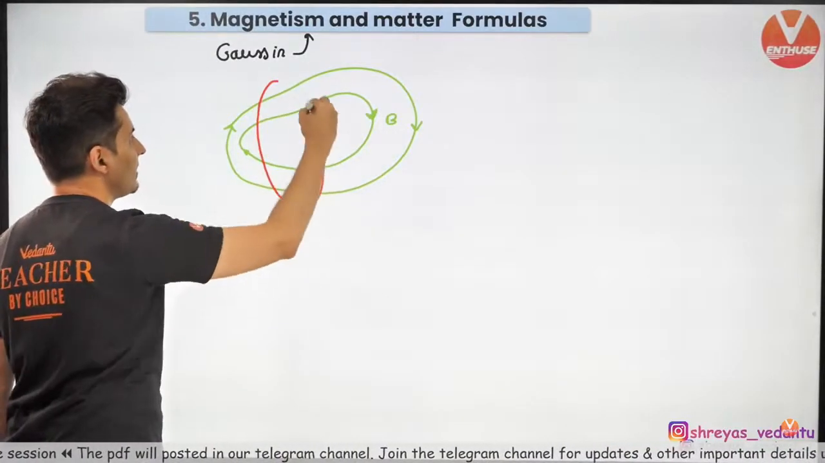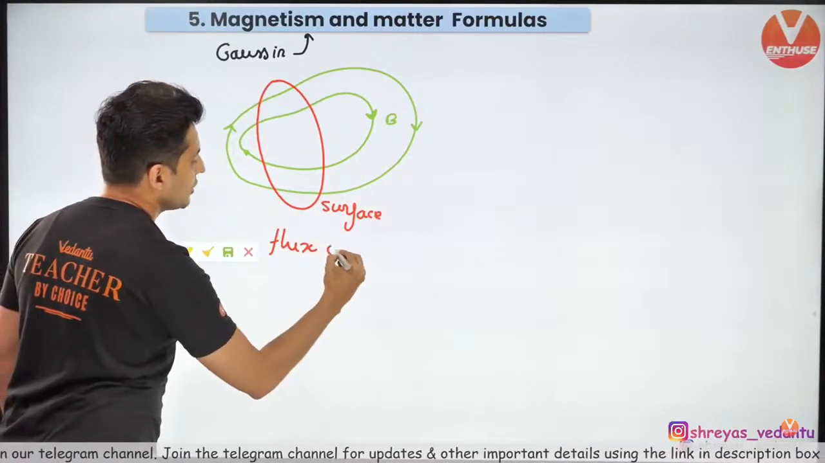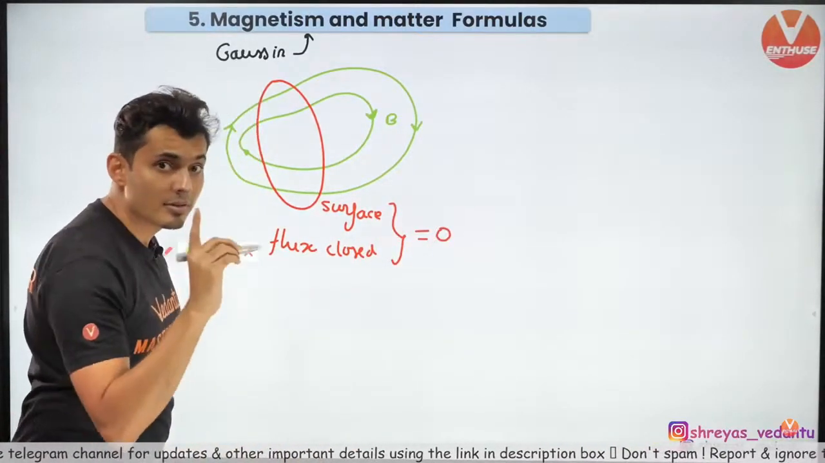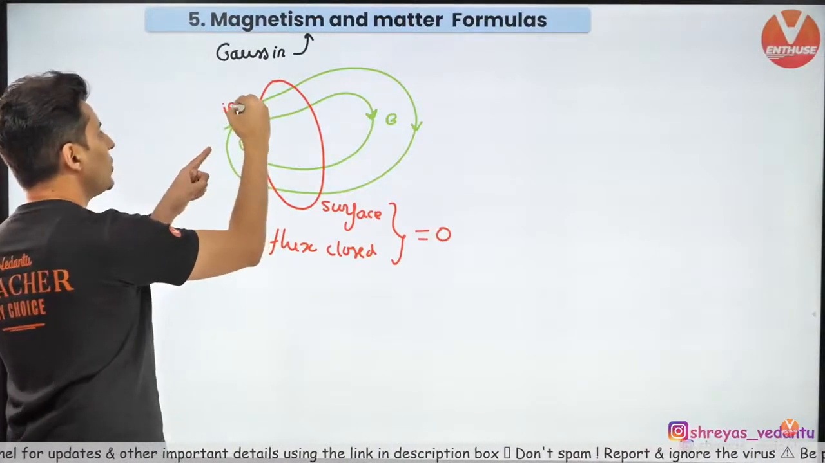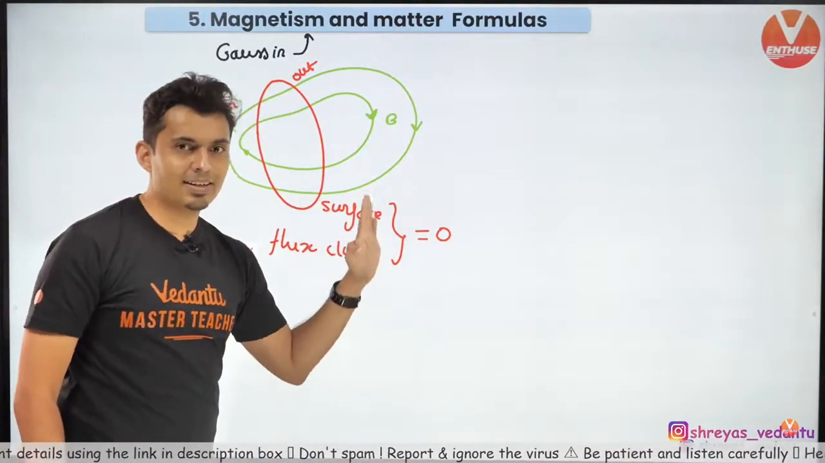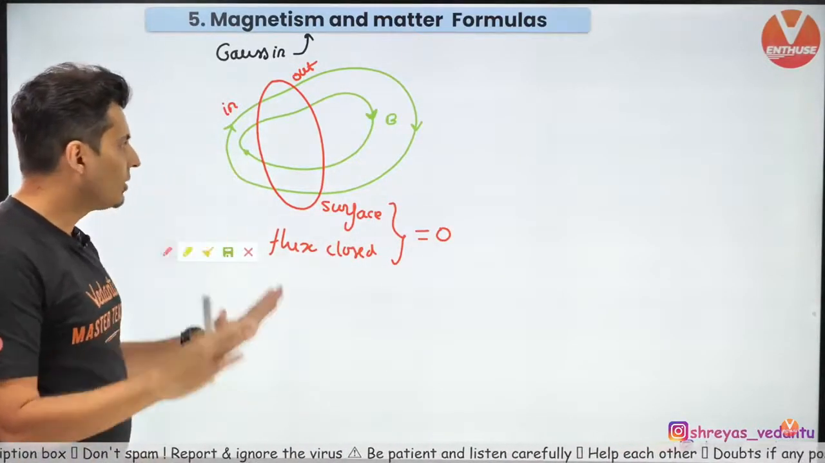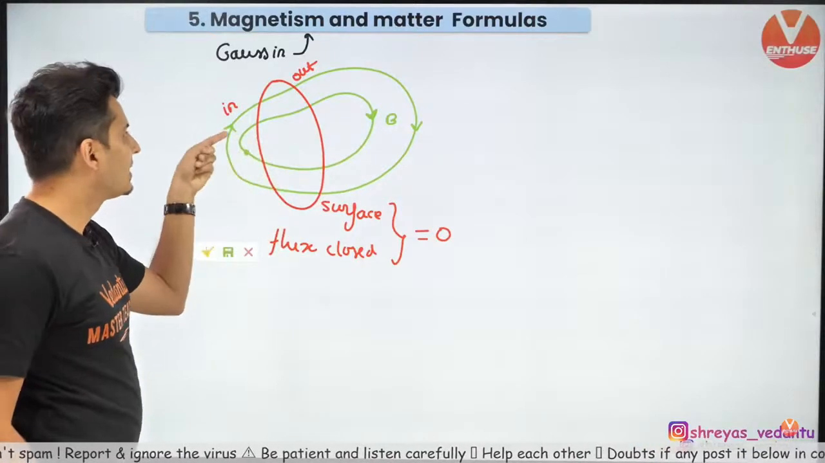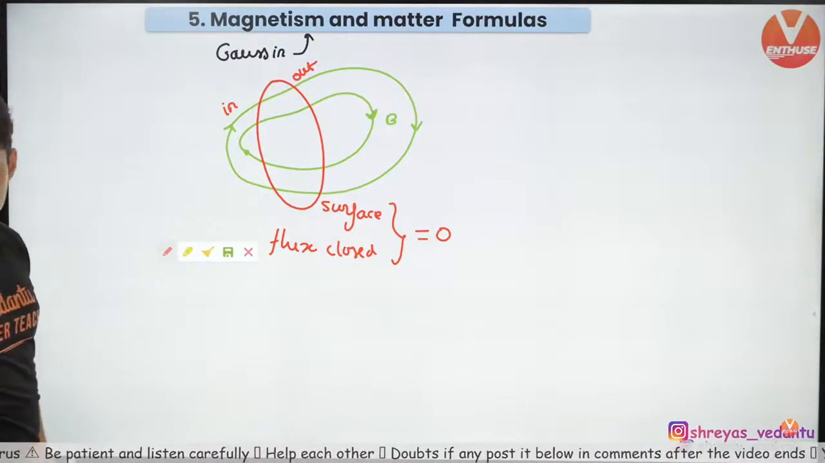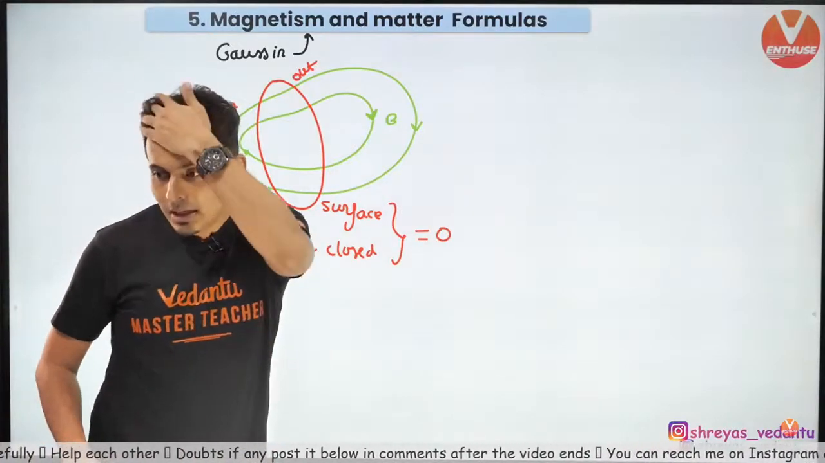So if you calculate the flux through a closed surface, the answer will always be 0, because whatever flux is going in will always be the flux going out. This is called Gauss's law of magnetism, because the net flux through any closed surface, no matter how you take it, is always 0, because the field lines are circular. Whatever comes in should go out. Keep this in mind. That's the first thing in the chapter. Is that okay, guys? Fair enough? Very good.